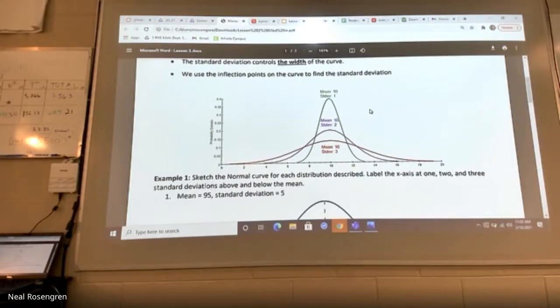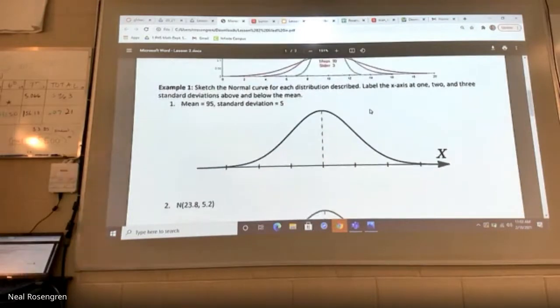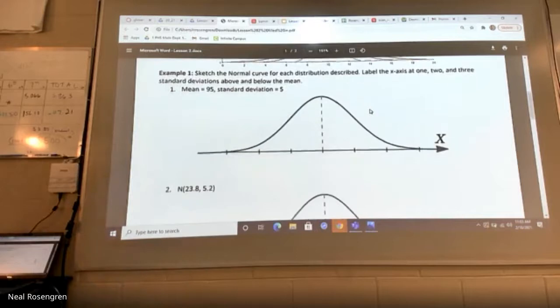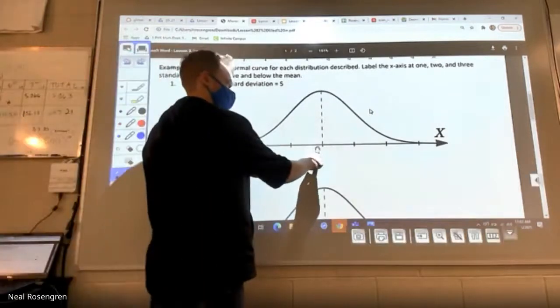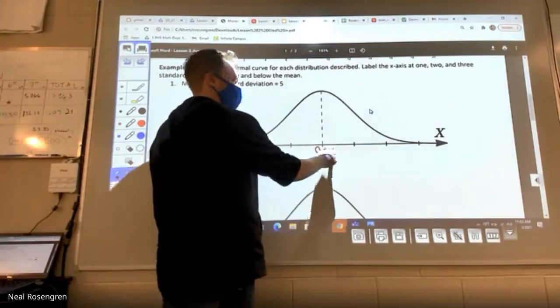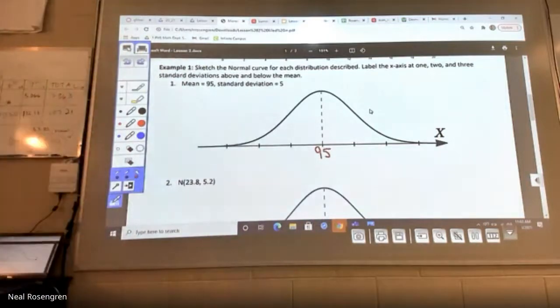Okay, and what I want us to start doing, what we're going to get good at, is sketching these bell curves and marking off how these things go. The center will always be the average. So right in that spot below that first dotted line for number 1, put the 95.